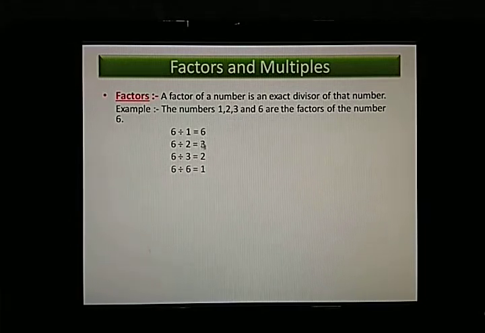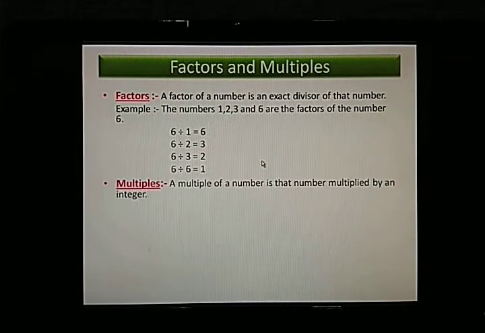So since we got a definite value after we divide 6 with these numbers, or we can say since 6 is completely divisible by these numbers, we can say that these numbers are the factors of 6. I hope this is clear to you. Now moving on, what is a multiple?